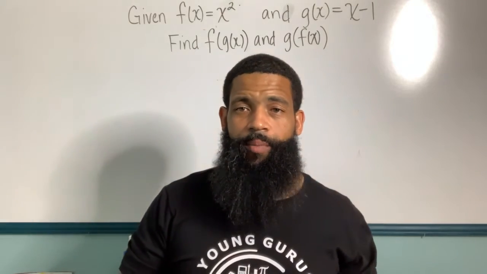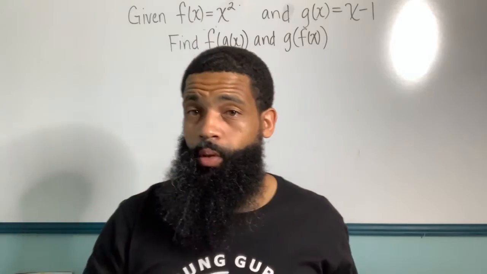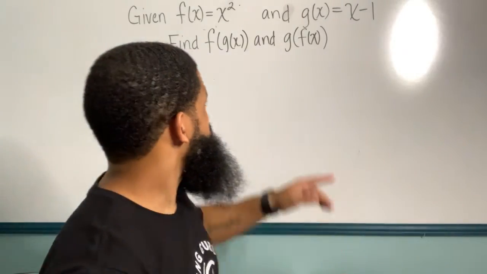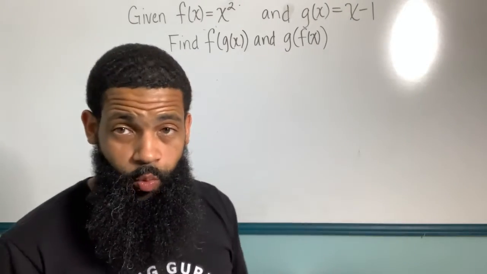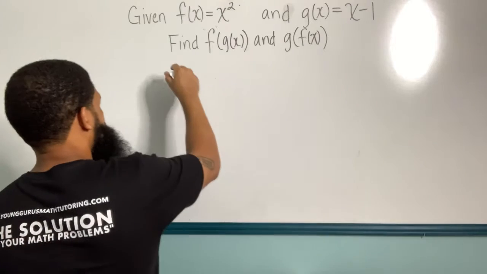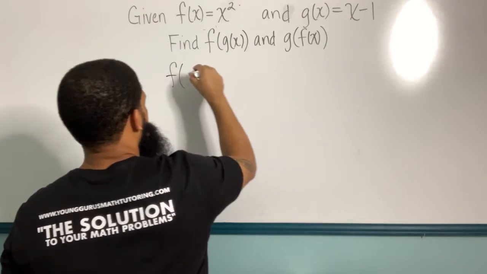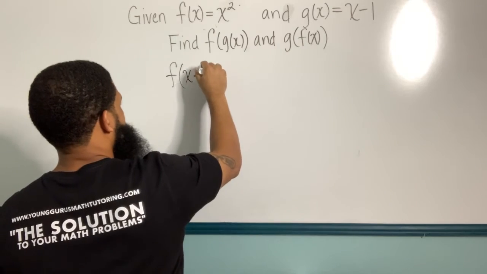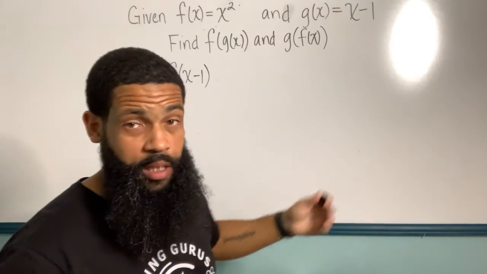Now, in this example, we're going to take two different functions and we're going to find f of g of x. We're going to find g of f of x. Here we have f of x equals x squared and g of x equals x minus 1. So we're going to start off by finding f of g of x. All right, so f of g of x is f of x minus 1. I put x minus 1 here because g of x is x minus 1.